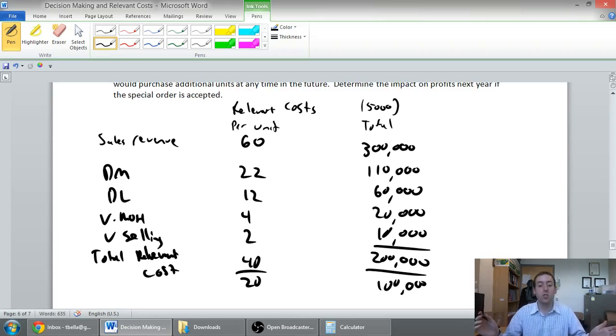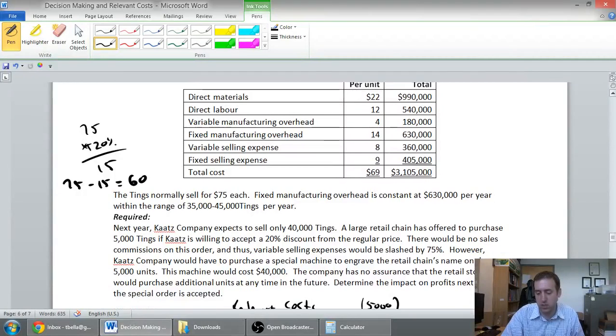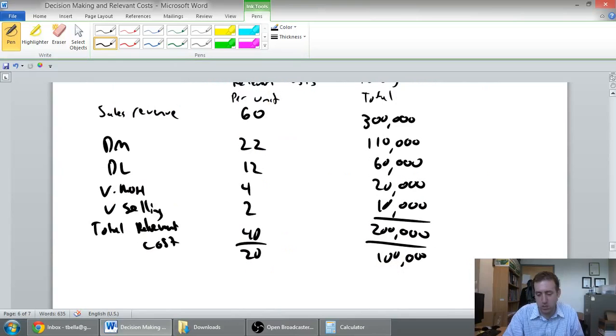Aha! We're almost done, but not so fast. There's also the matter of the fact that we have to buy a special machine for these guys. And it says the machine's going to cost us 40 grand, and there's no assurance they're going to come back and purchase more, so we might just be stuck with this machine that has no use to us. So that 40 grand is totally relevant, and we've got to include that.